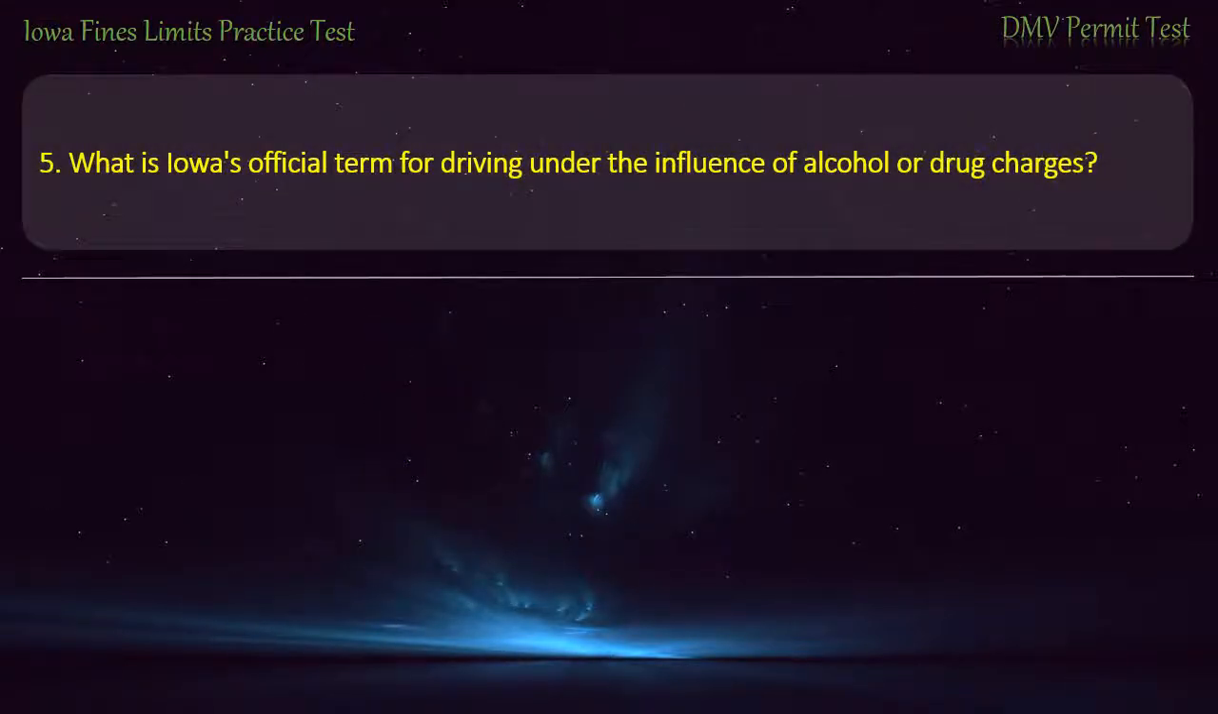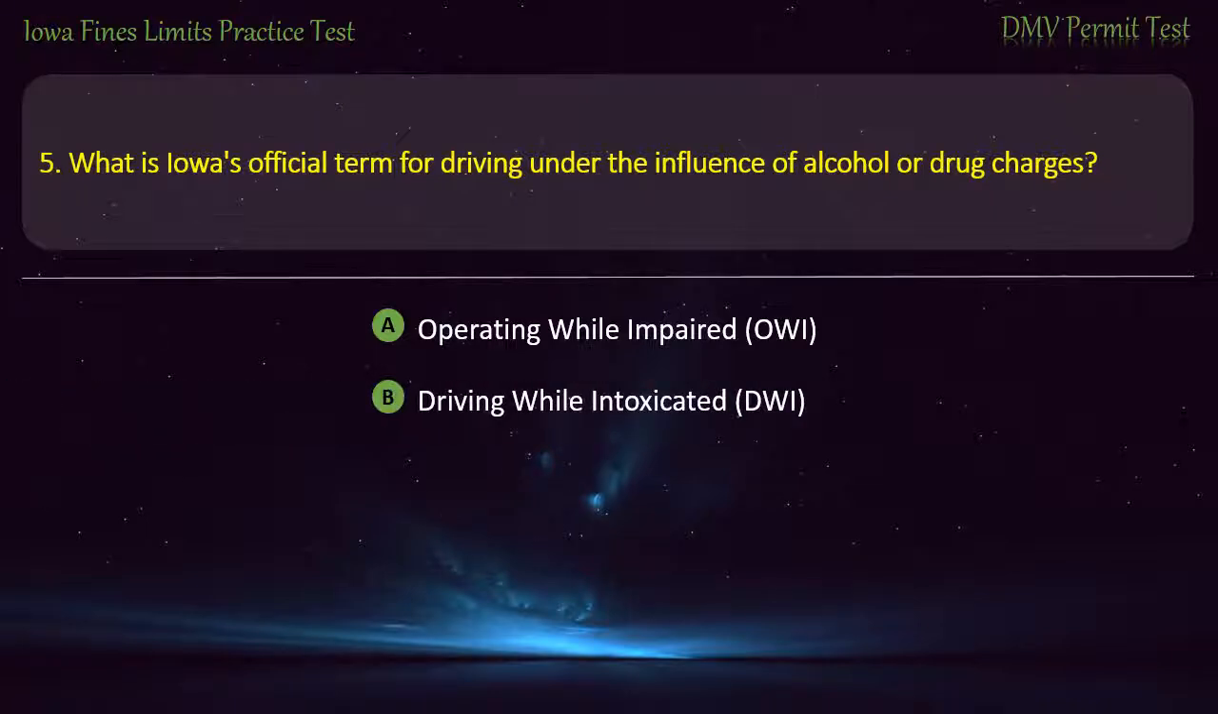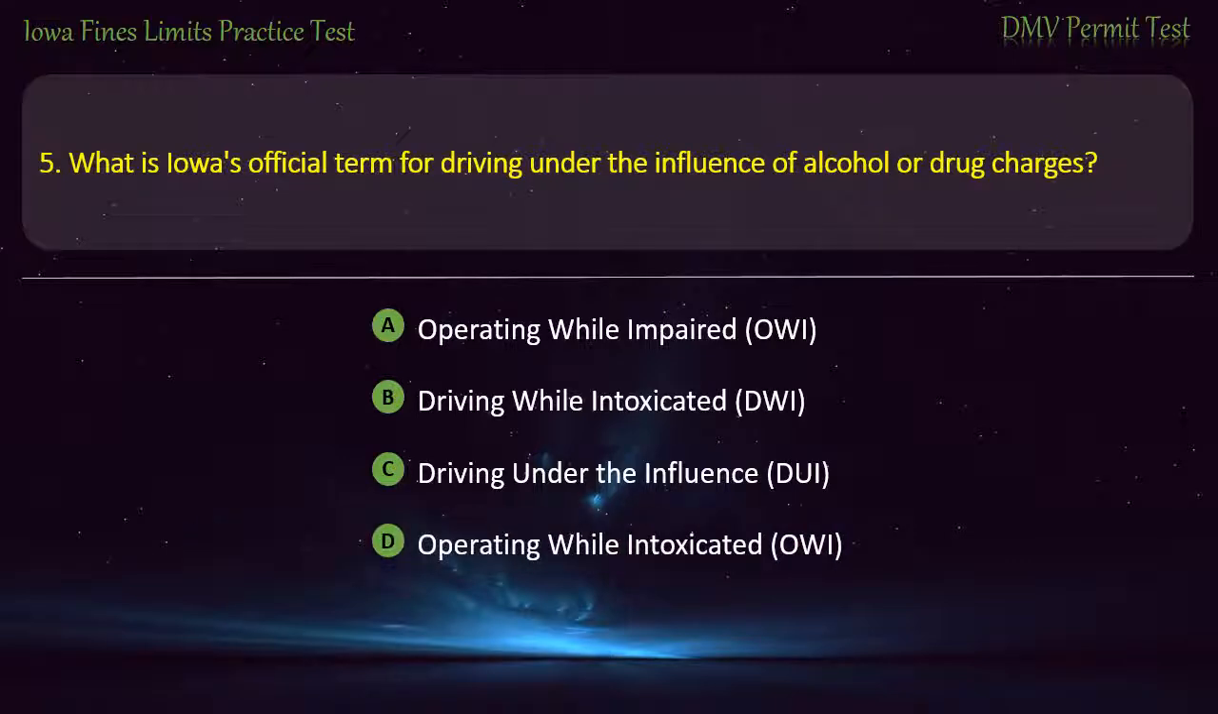Question 5. What is Iowa's official term for driving under the influence of alcohol or drug charges? Operating while impaired, OA. Driving while intoxicated, DWI. Driving under the influence, DUI. Operating while intoxicated, OA. Answer. Operating while intoxicated, OA.